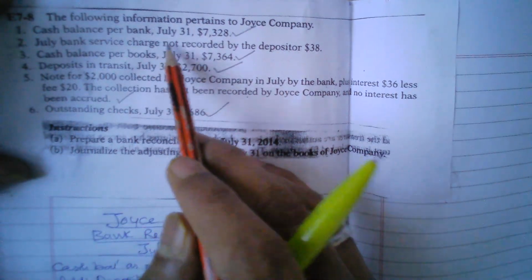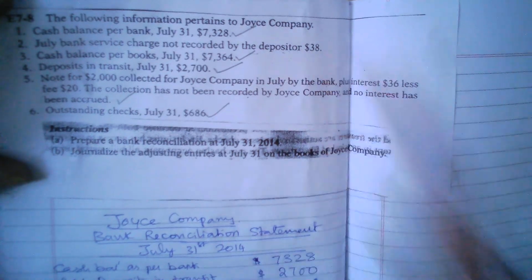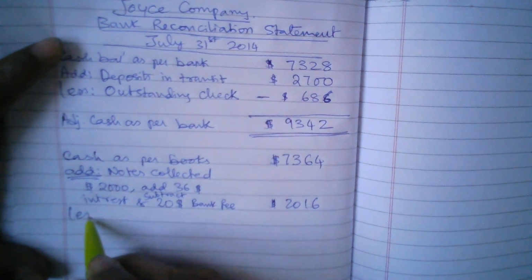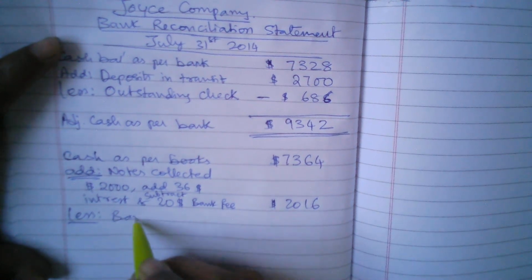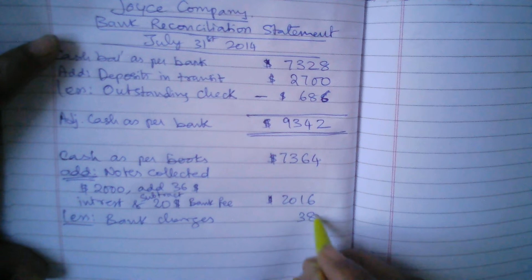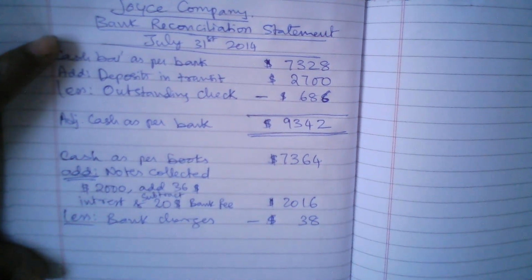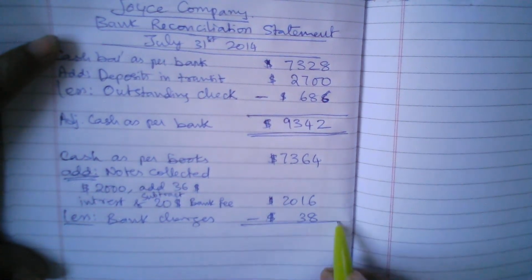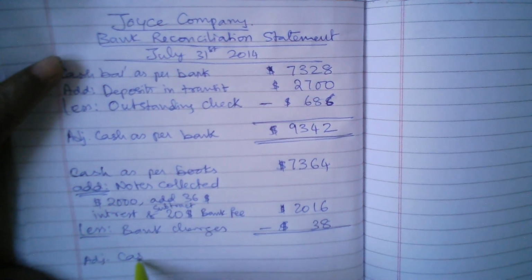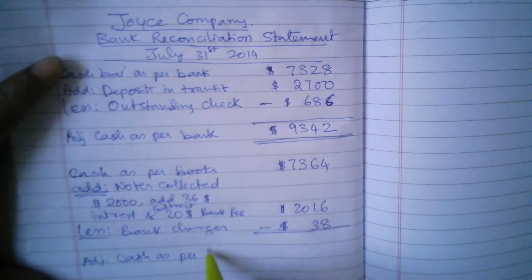July bank service charges not recorded by the depositor, $38. Okay, so here simply I'll go for less bank charges, that is $38. So here I'll put a minus sign to just remind me that it is less. So finally, adjusted cash as per books.